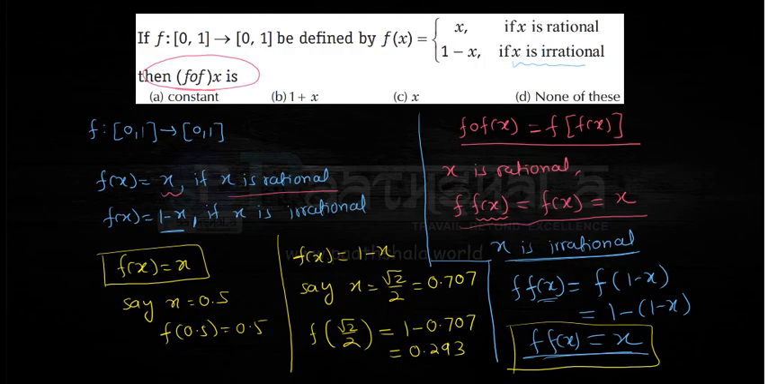So after analyzing both cases, that is x is rational and x is irrational, we can see that for any x in the interval [0, 1], whether it's rational or irrational, f of f of x is x only. So the answer is option C.